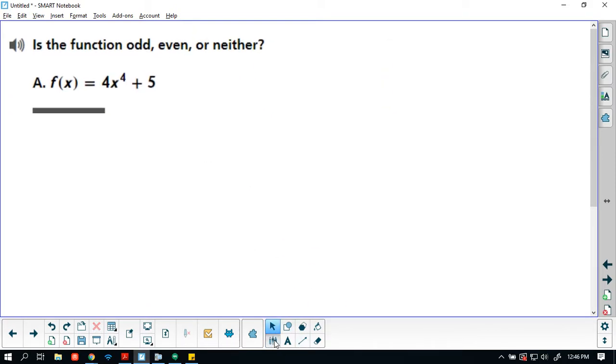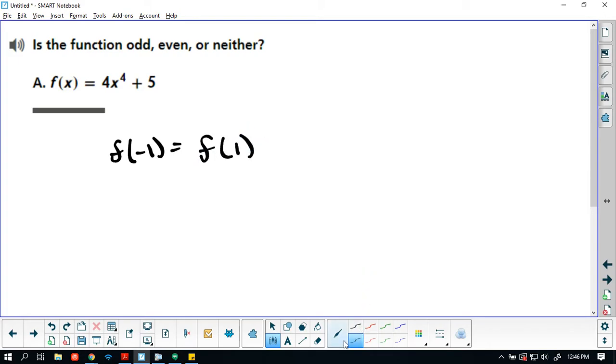So the first thing I would actually do here is just start testing. I would say is f of -1 equals f of 1. And I'm going to start with the even definition because my degree here is even. So I'm going to look at the even definition, which is f of -x equals f of x.